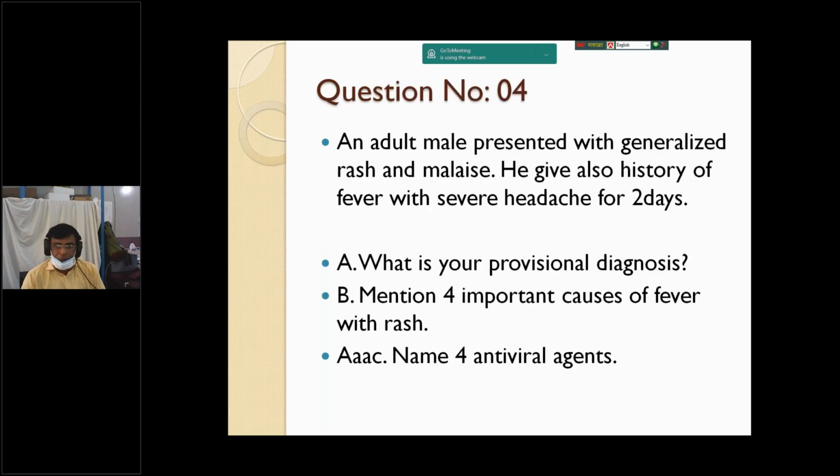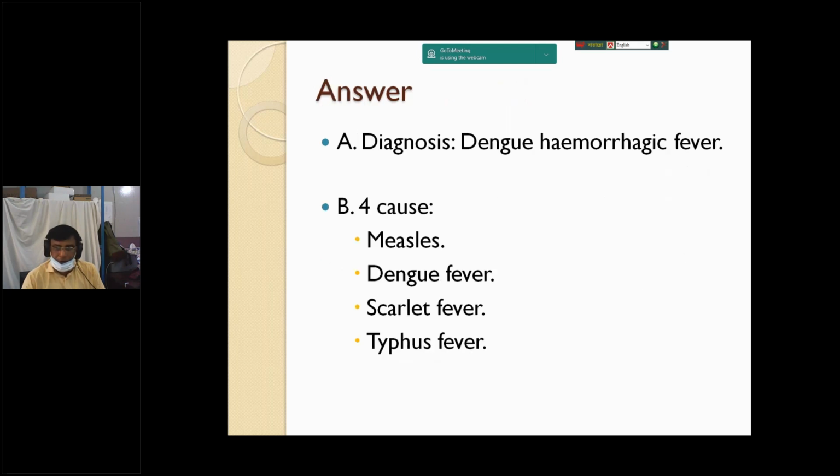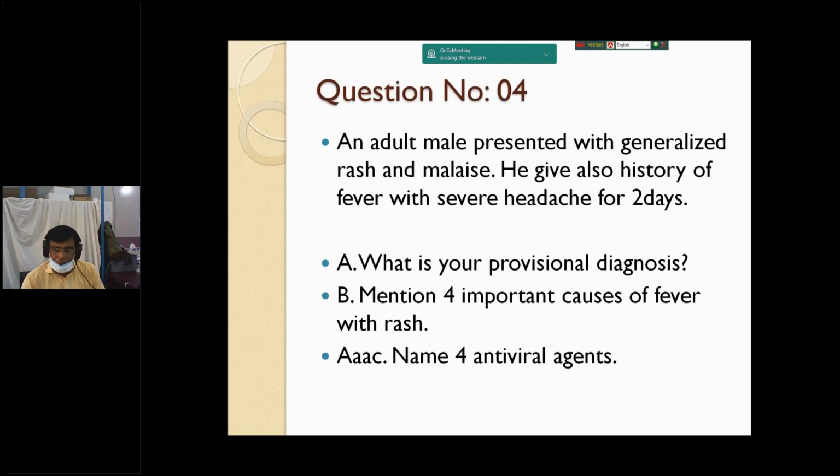Now question number 4. An adult male presented with generalized rash and malaise. He gave also history of fever and severe headache. What is your provisional diagnosis? Our provisional diagnosis is dengue.